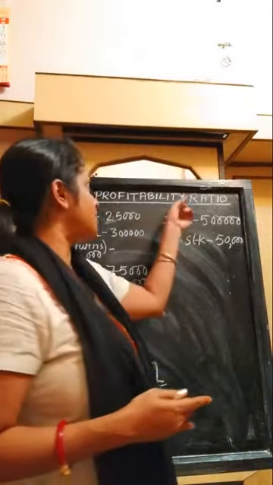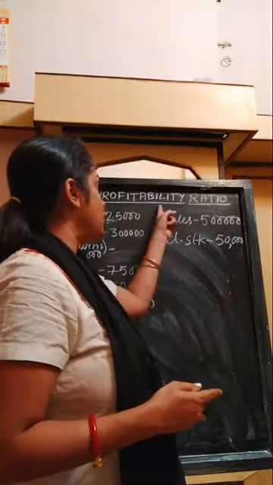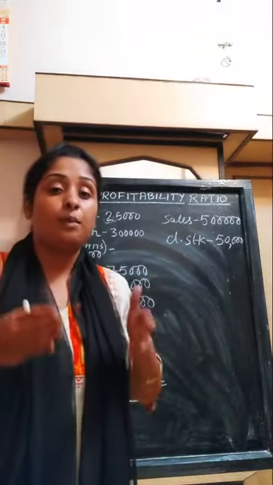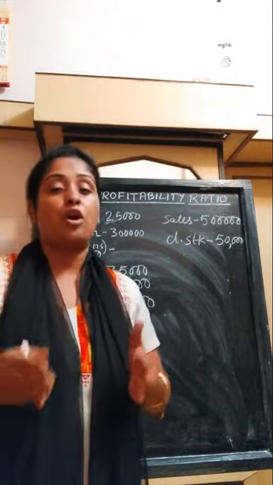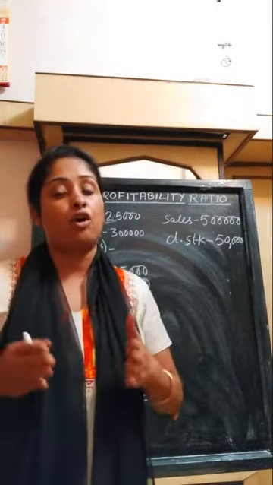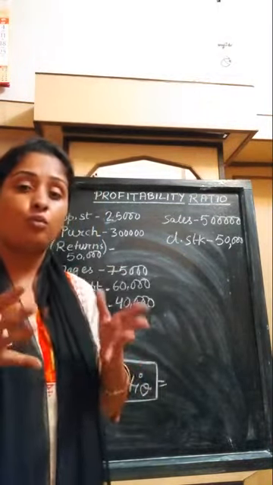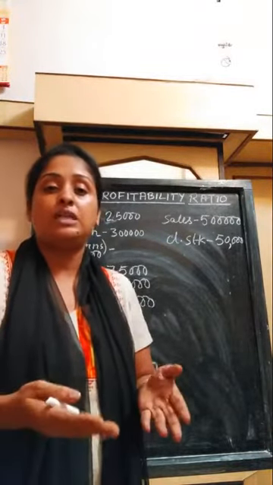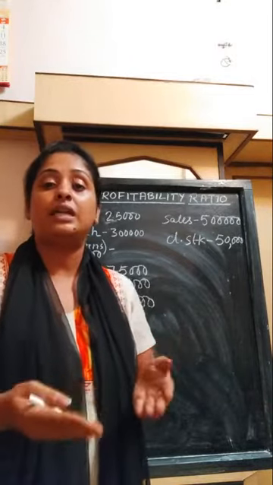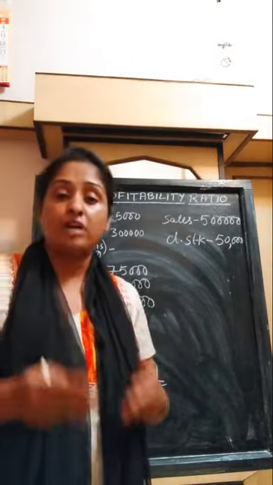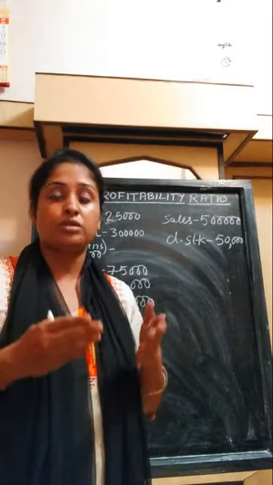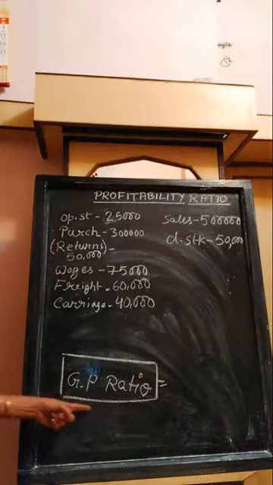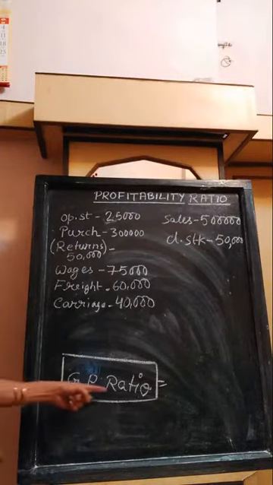Now as the name suggests, the profitability ratio means the ratio which focuses on the profit earning percentage or the profit earning capacity of a firm. This is what profitability ratio means. It gives the profitability of a firm, the profit earning capacity of a firm. The first important profitability ratio is the gross profit ratio. In short form, it is called GP ratio.